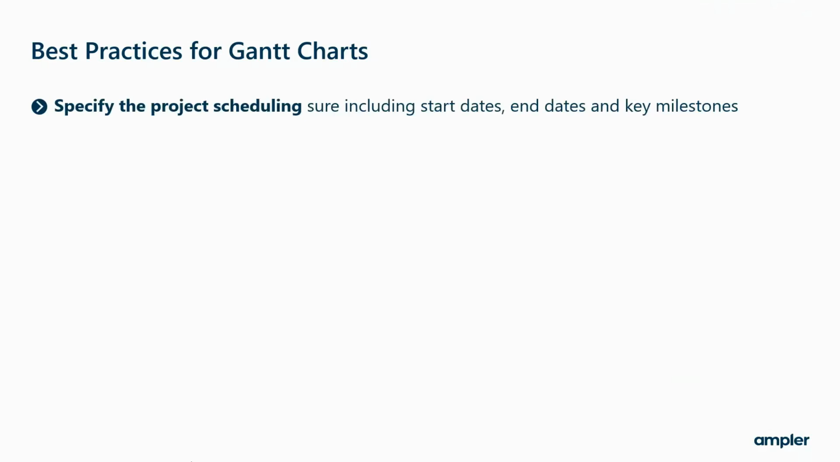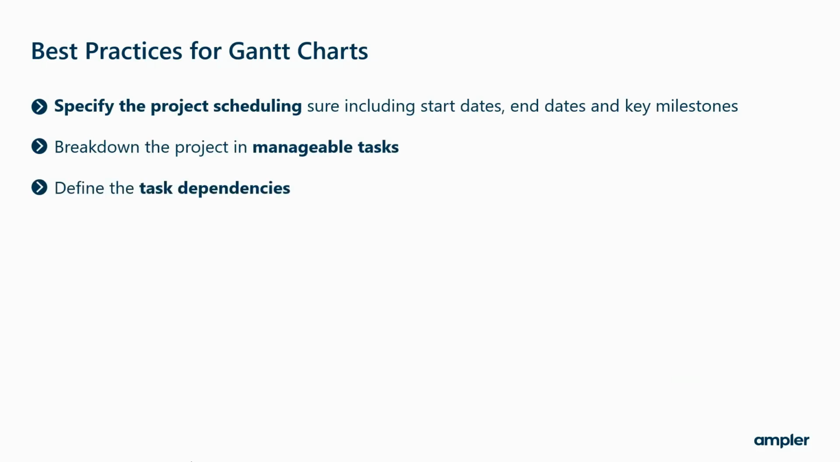When you have created your Gantt chart, there are some guidelines to ensure that you have created an effective chart. These are as follows. You have specified the project scheduling by clearly outlining the start dates, end dates, and key milestones. You have broken down the project by dividing the project into manageable tasks. You have defined the task dependencies by clearly indicating dependent tasks. You have made sure that the vertical axis has the same scale.